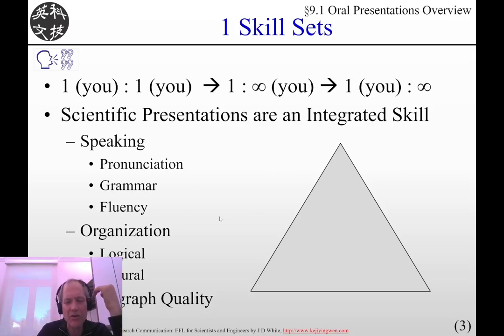The second point of the triangle for a good presentation is its organization. First of all, your talk should be logical. You don't say different things at different times in your talk, and it should be organized in a natural way so that people feel it is flowing as the conversation continues. And finally, the third point would be the quality of your view graphs. If you have high quality view graphs, the listener should be able to understand your talk almost without you even giving the talk.